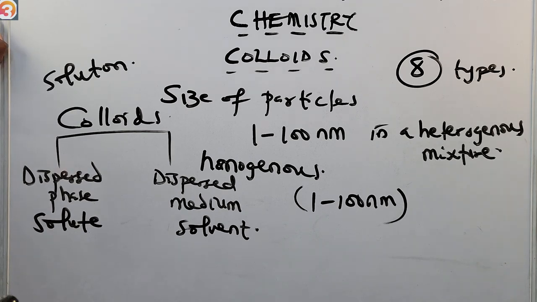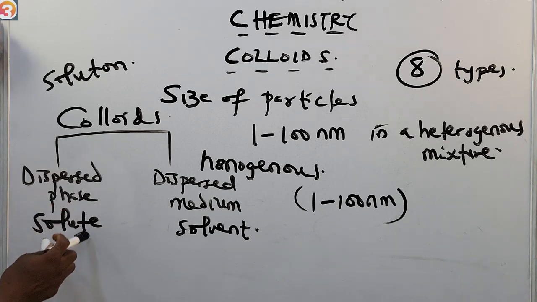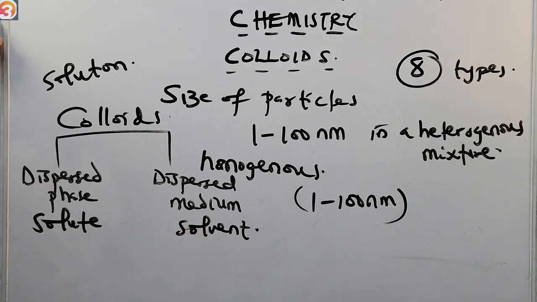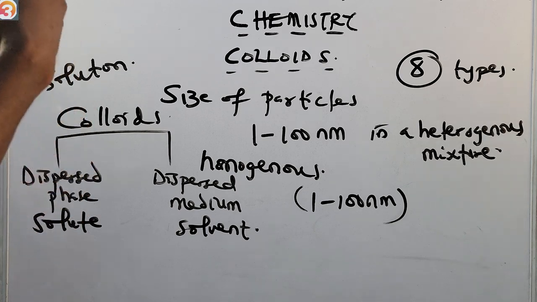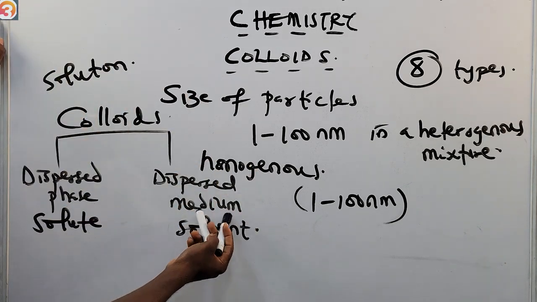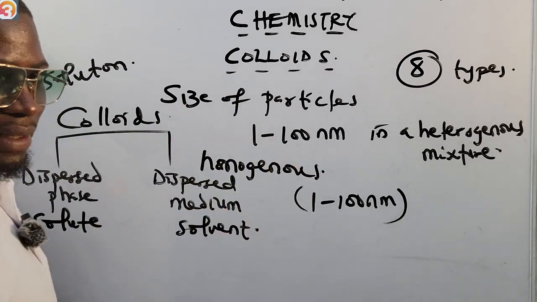All right, so now we have the dispersed phase, we have the dispersed medium. We have said that we see the dispersed phase as a solute, and we see the dispersed medium as a solvent. So the dispersed phase is the substance dispersed in a dispersed medium, or what we call a continuous phase. That is like the solvent.